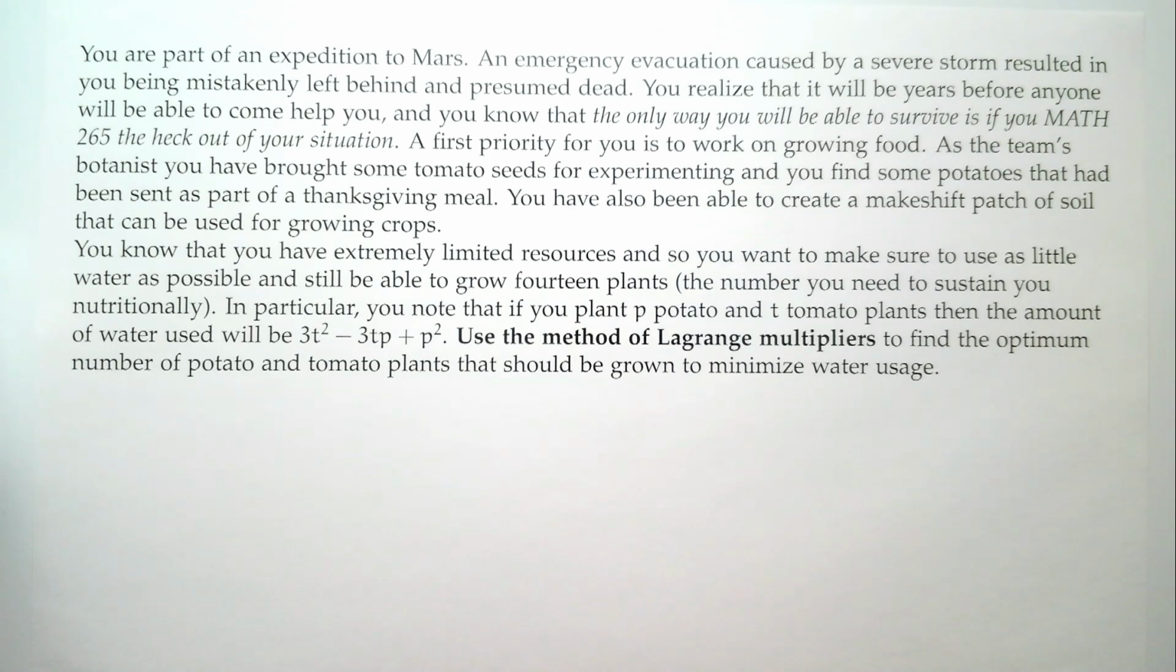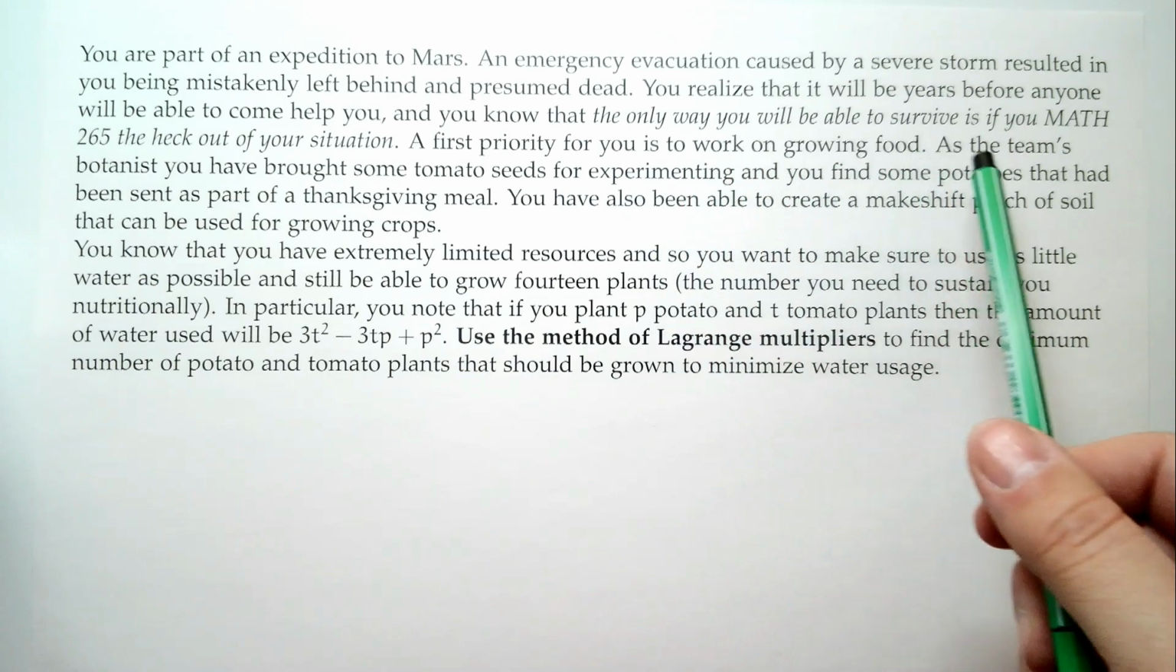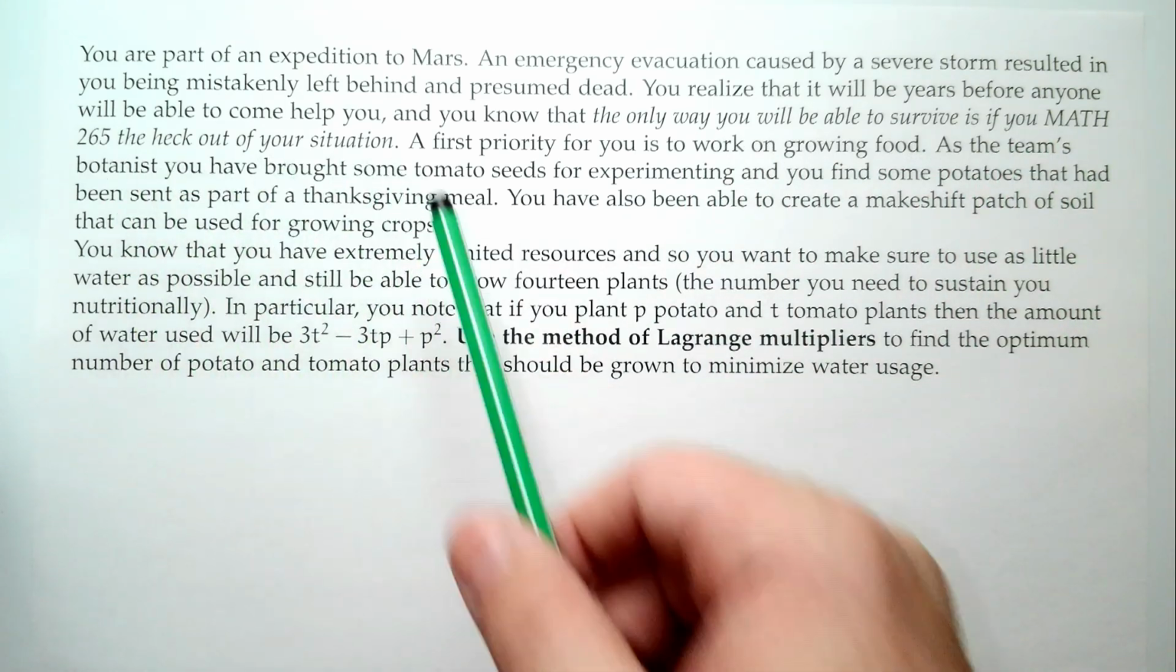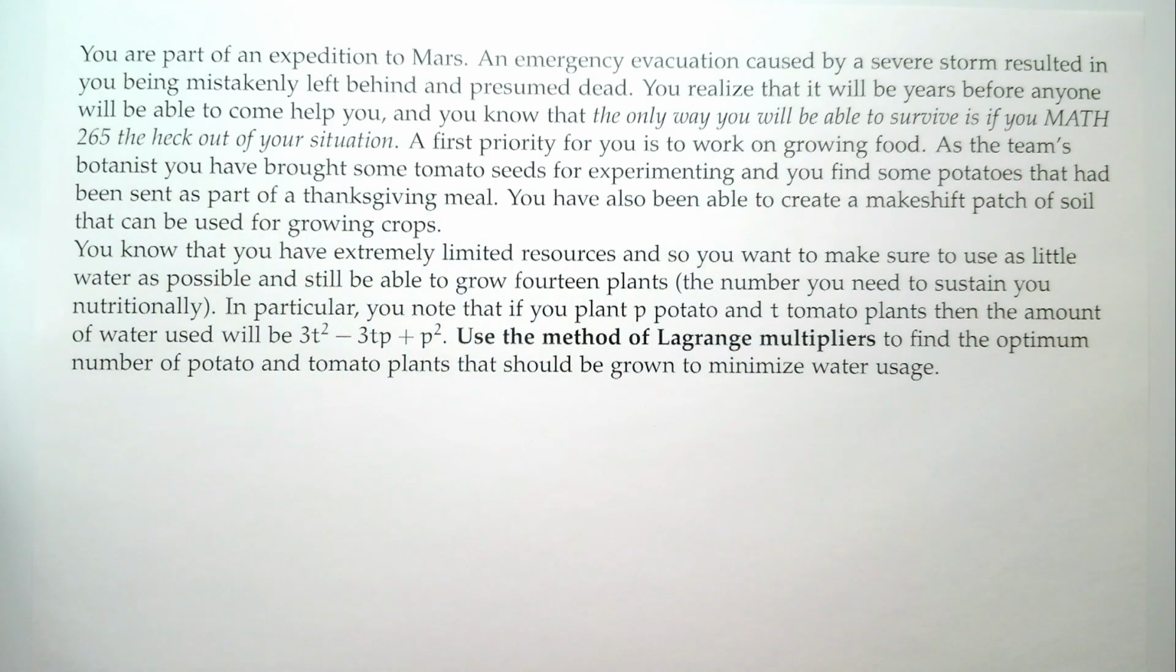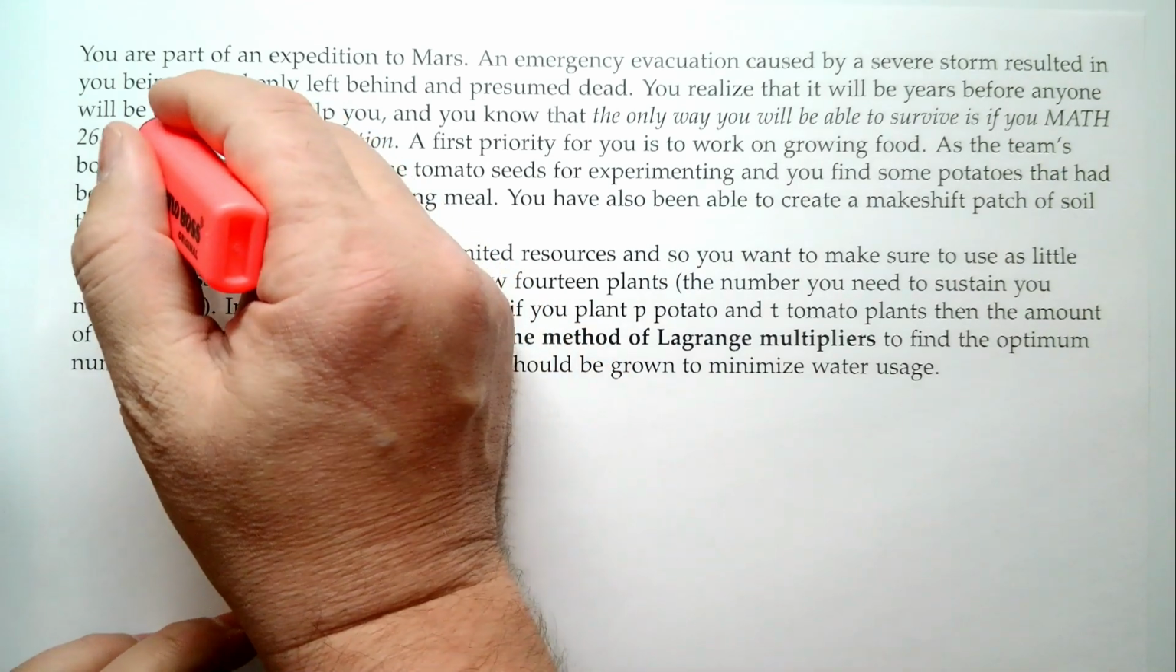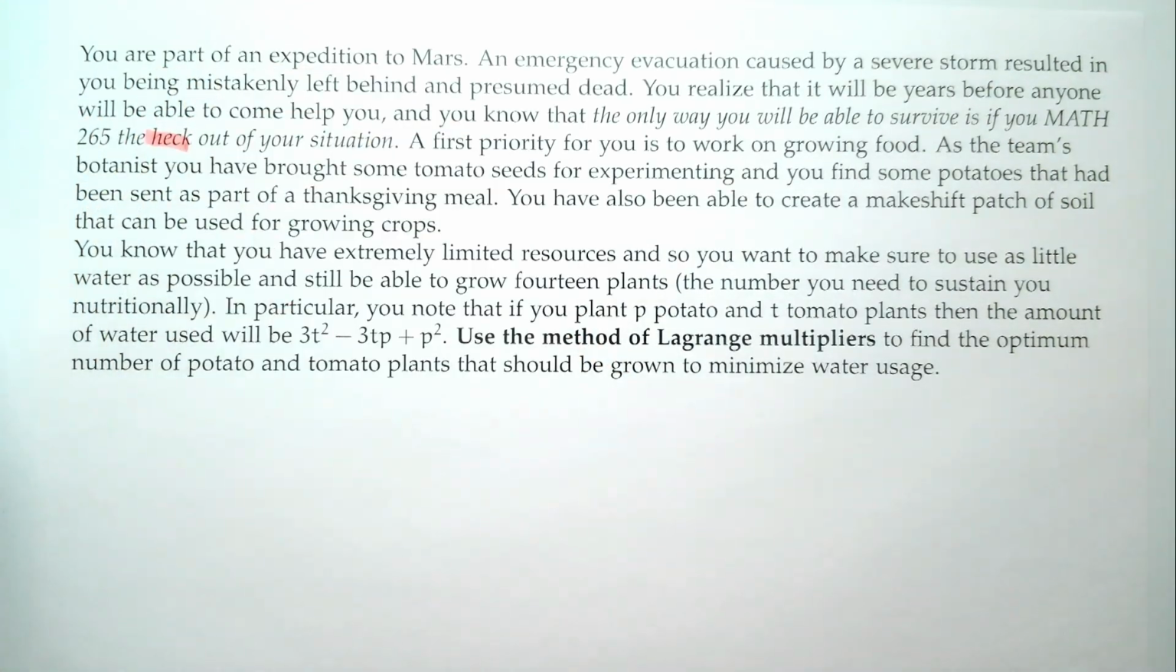So let's start. So this one is a word problem. Our word problems are going to be shorter in the future. This was back in the day when we had luxurious amounts of time. And there was a story about you're part of an expedition left on Mars. There was an emergency. You were left behind. And you know that the only way you will be able to survive is if you math 265 the heck out of your situation. Now, of course, this was back in the day when we had more salty language and we could use words like heck. We don't put those on exams anymore because that's just too salty for us.